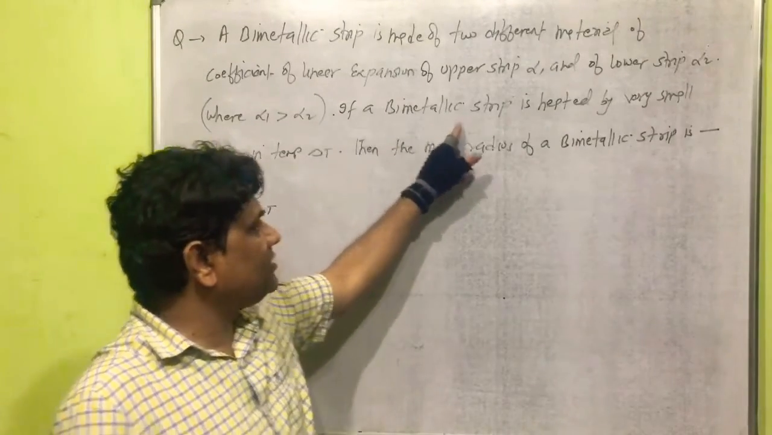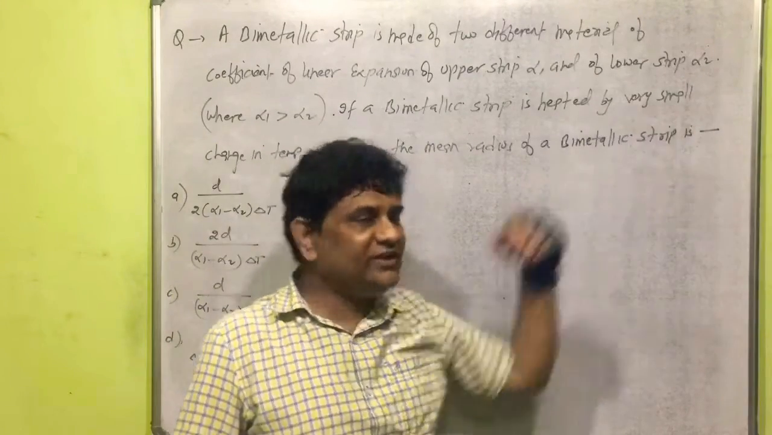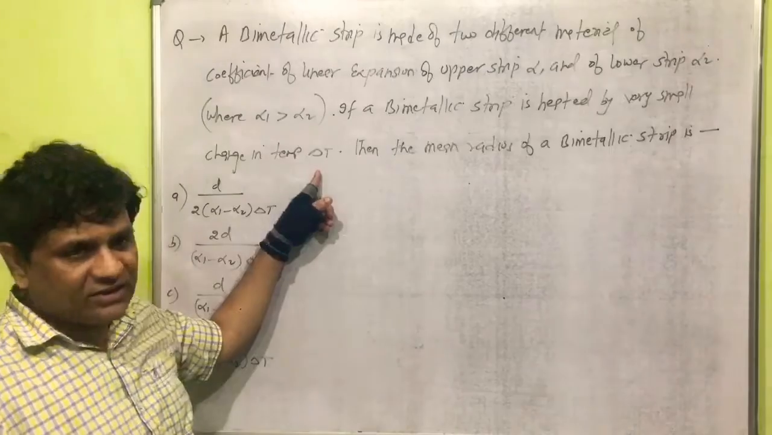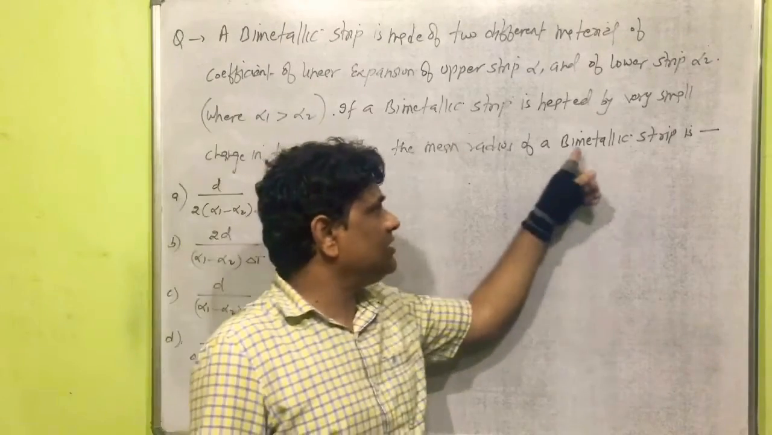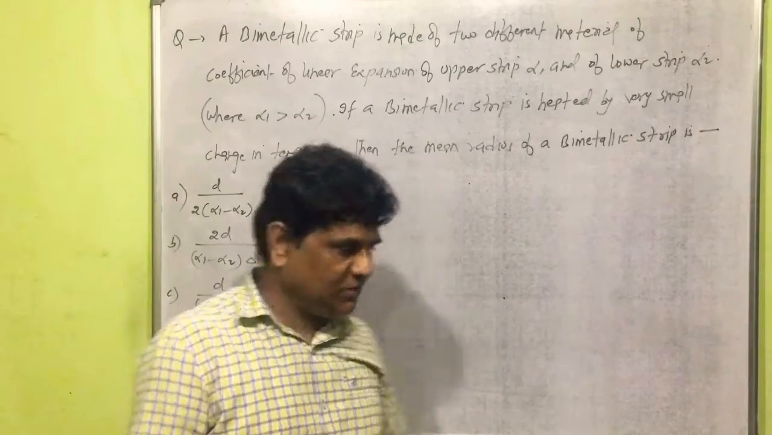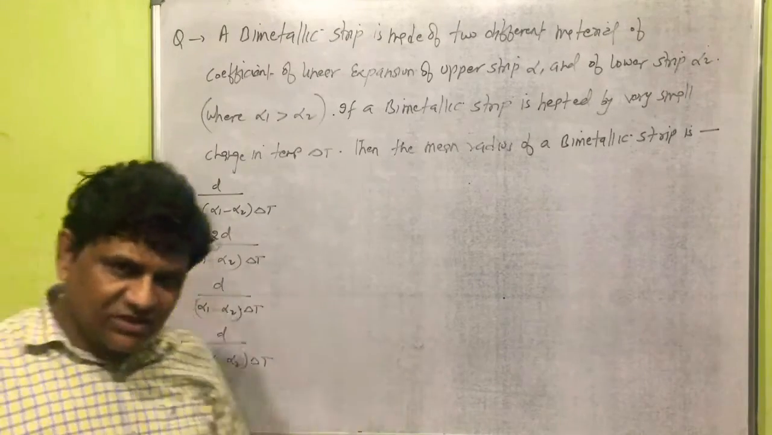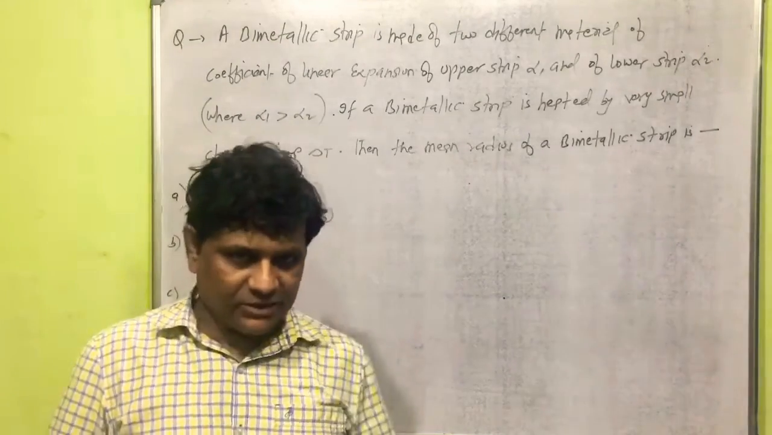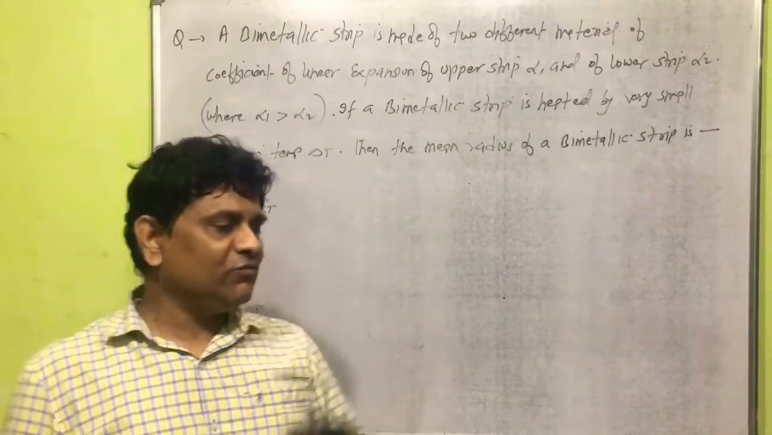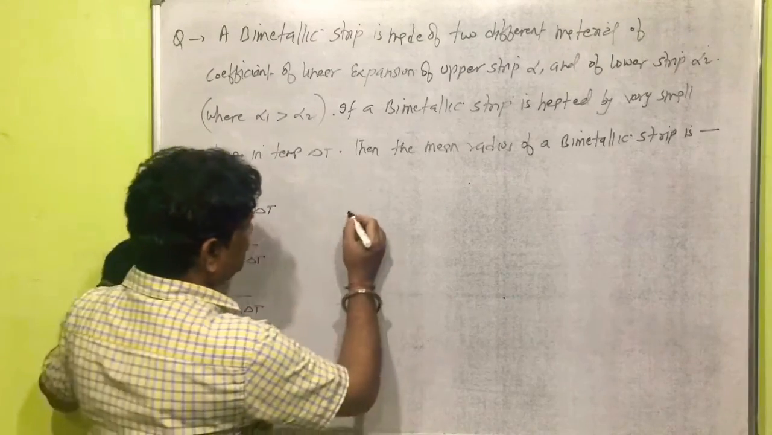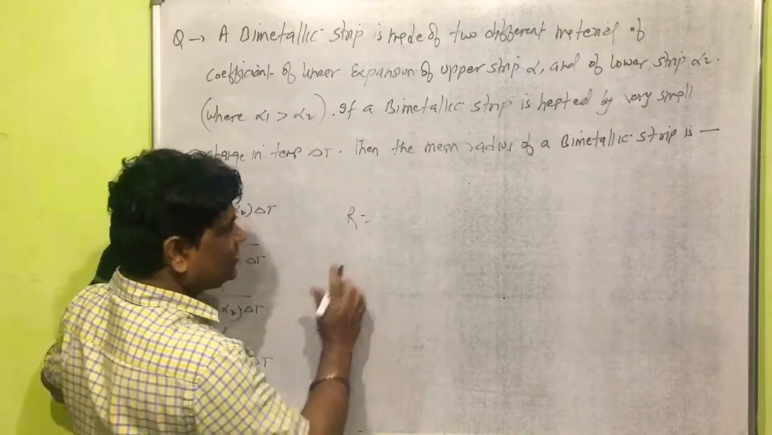If a bimetallic strip is heated by a very small change in temperature delta T, then the mean radius of a bimetallic strip is. Four options are given on the board here. What is the mean radius of a bimetallic strip? As you know, all students, here we have discussed mean radius of a bimetallic strip.